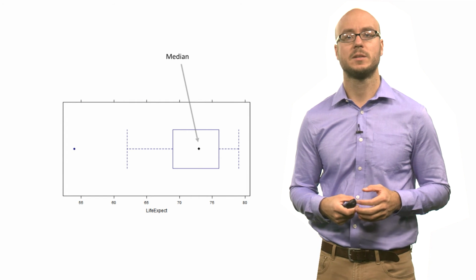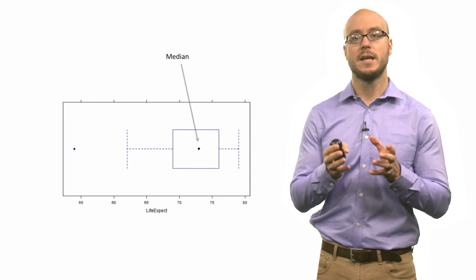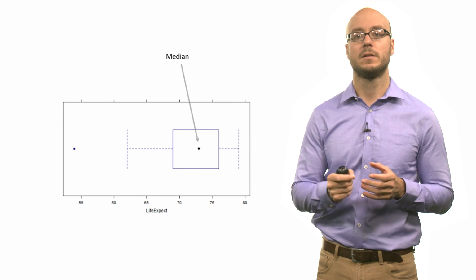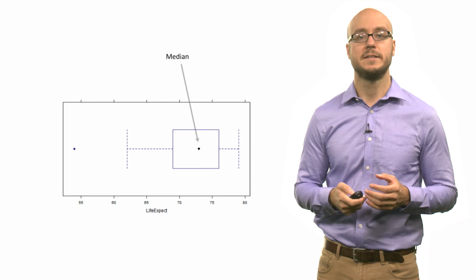So let's look at this a little bit more in depth. In a box plot, the median is given by a dot in the middle of a box. Sometimes it's a vertical line, but in this case, it's a dot.